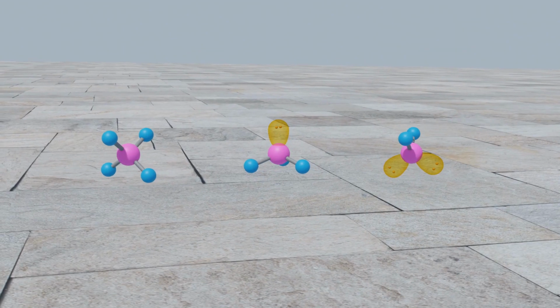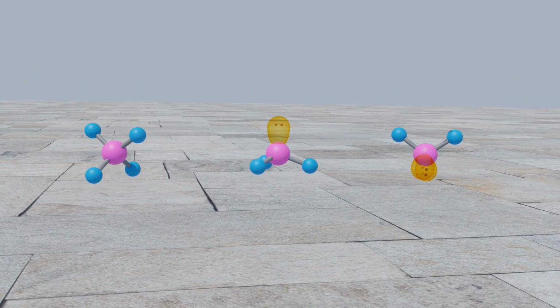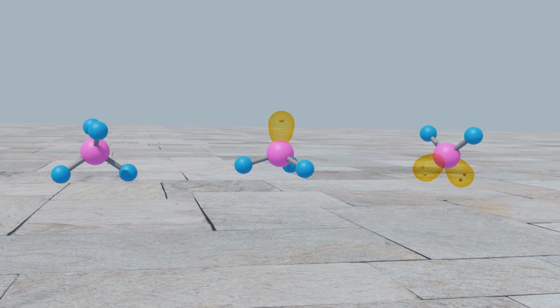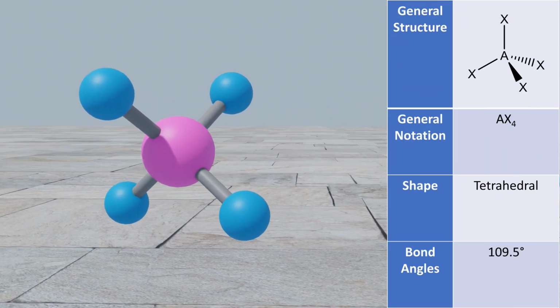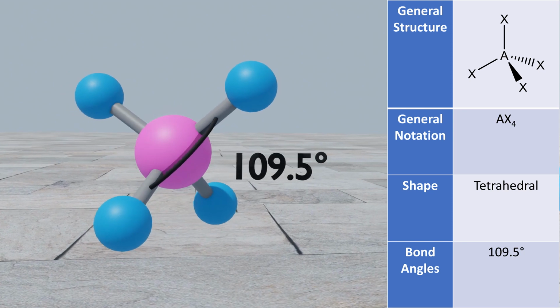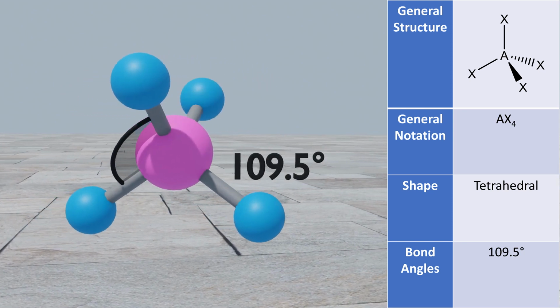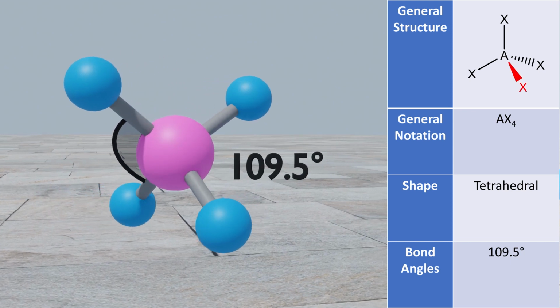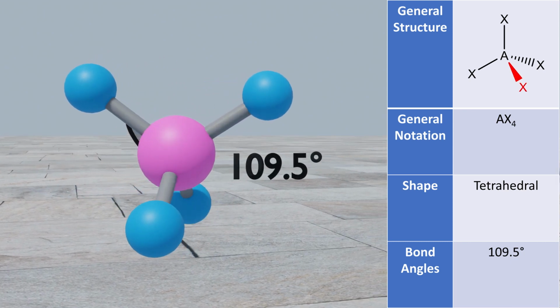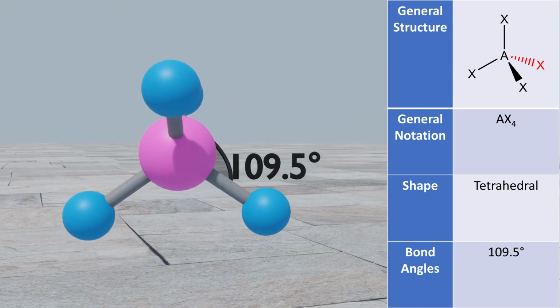4 electron groups will occupy the 4 corners of a regular tetrahedron and may result in 3 different molecular shapes. If all the electron groups are bonding, then we have a tetrahedral shape with bond angles of 109.5 degrees. Note the notation used for the 2-dimensional depiction. The wedged lines are meant to show bonds to atoms coming out of the screen or page towards you, and the dashed lines represent bonds going into the screen away from you.